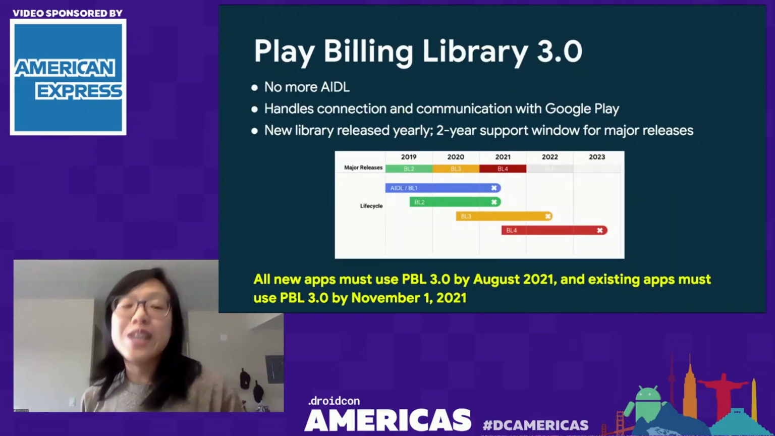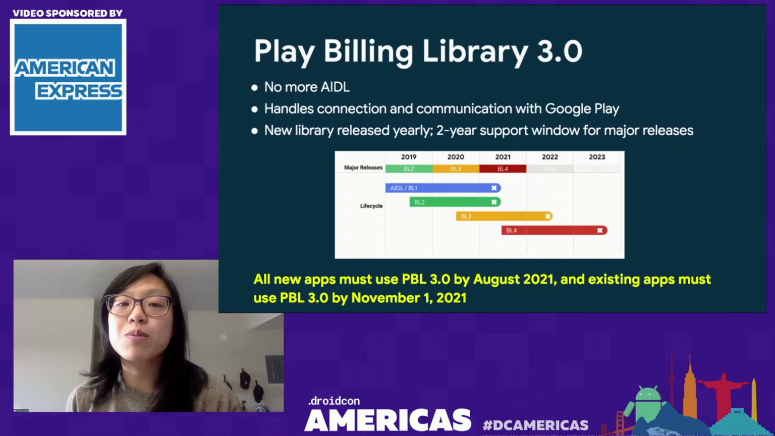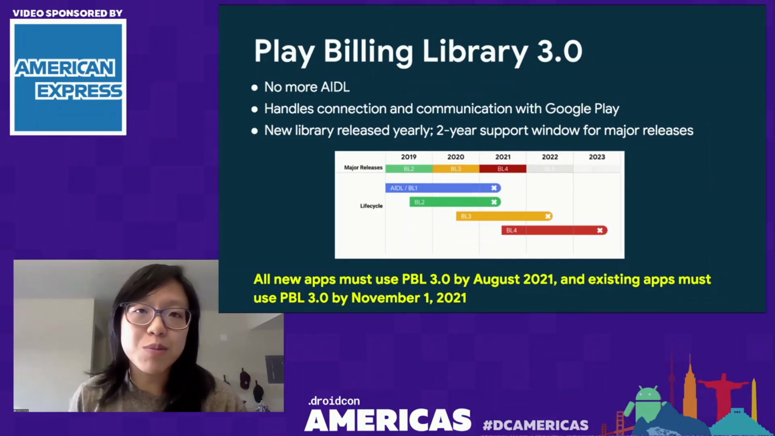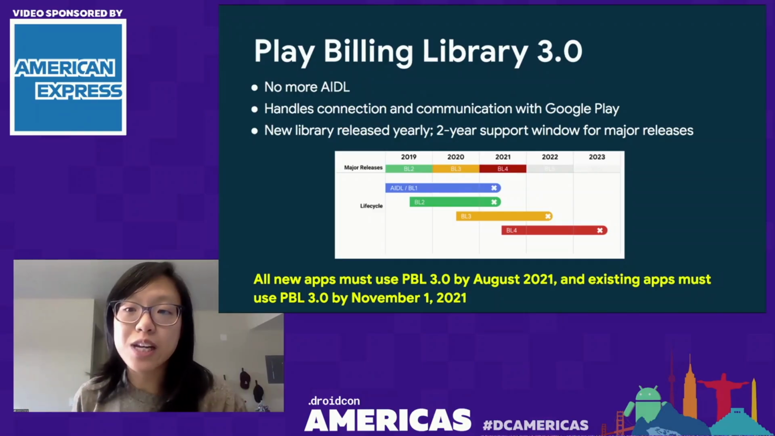So fast forward to today, now we actually have what's called the Play Billing Library 3.0. This is actually the third version of the Play Billing Library. And it makes it a lot easier for apps to communicate with the Google Play Store without having to go through the whole process of creating that AIDL file, creating that broadcast receiver, creating services. And the best part that makes it easy is it handles connections and it communicates with Google Play for you.